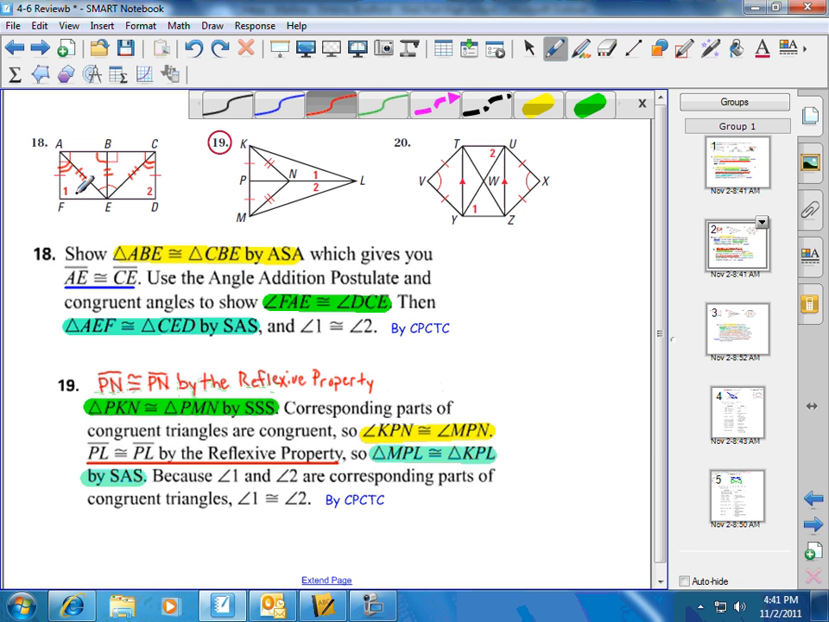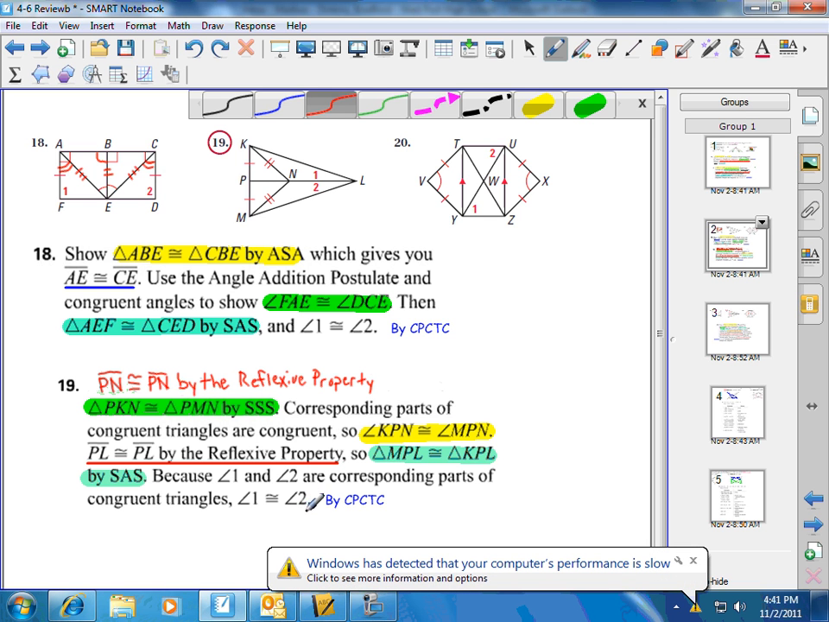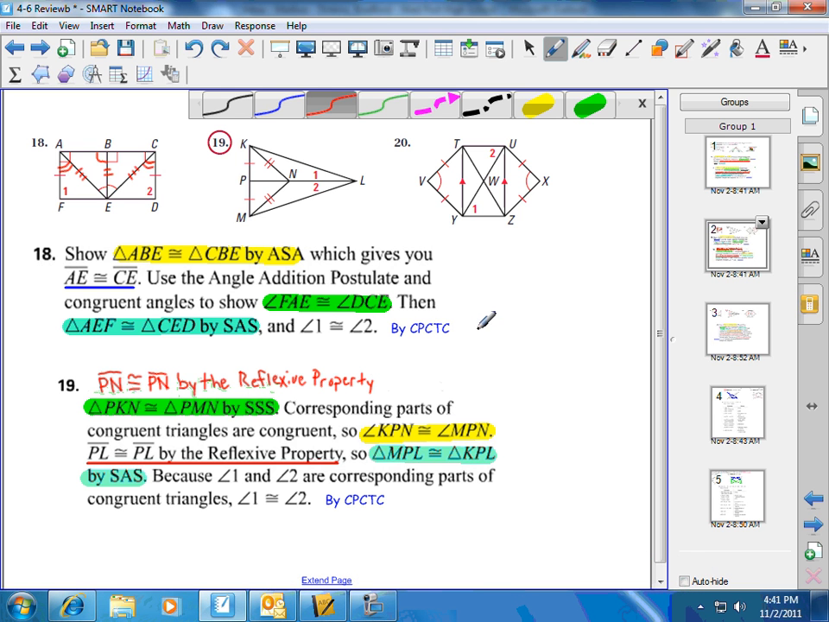And now I can say by side angle side that triangles AEF and CED are congruent. And angle 1 and angle 2 are corresponding parts of those triangles, so we can say that angle 1 and angle 2 are congruent. I'm pointing to the wrong thing, aren't I? Side angle side here, angle 1 and angle 2 by CPCTC. Okay? And then looking at number 19, we want to show that angle 1 and angle 2 are congruent.